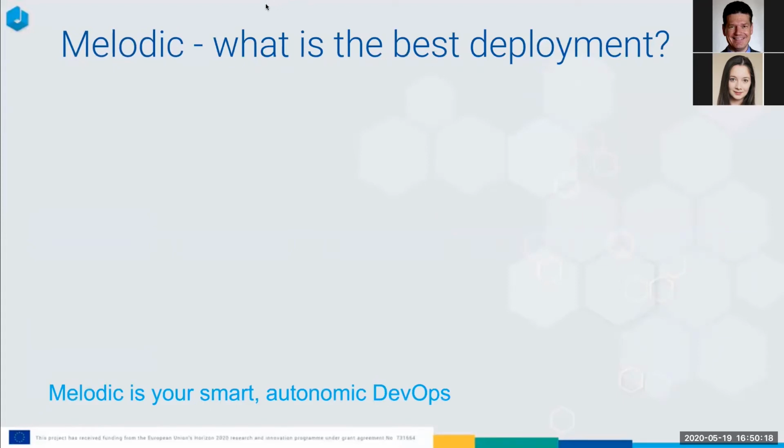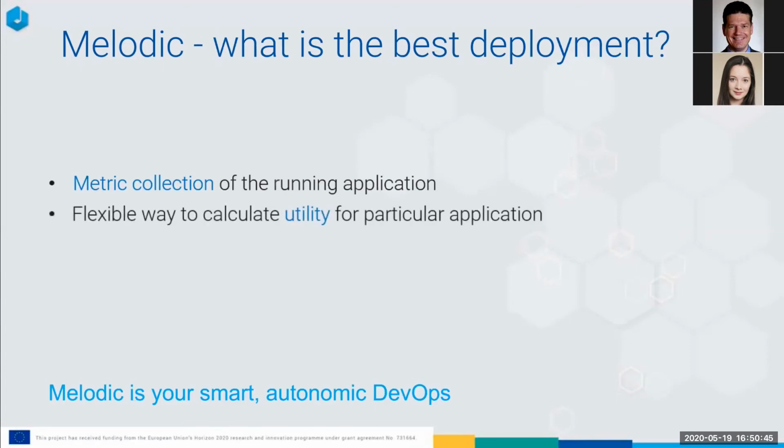So what is the best deployment when it comes to Melodic? Well, what we do is we are first going to collect metrics of the running application, which means that these metric values are representing the current configuration of the application and the current context. So how many users the application has, for instance, can be one of these metric values. Or the time it takes to produce a result can be another metric value. And this provides a very flexible way to calculate the utility for this particular context.